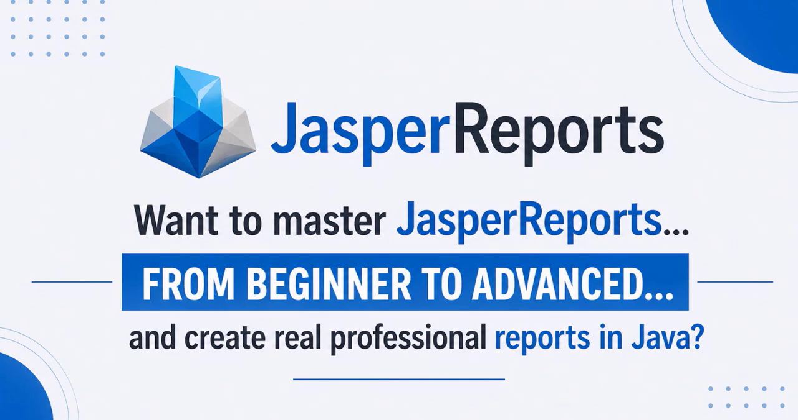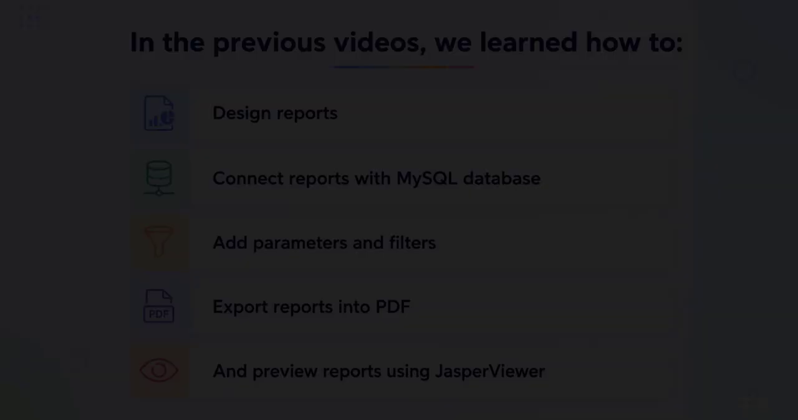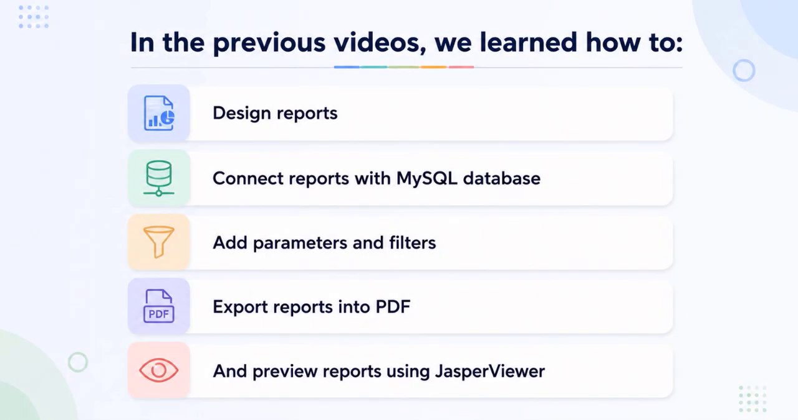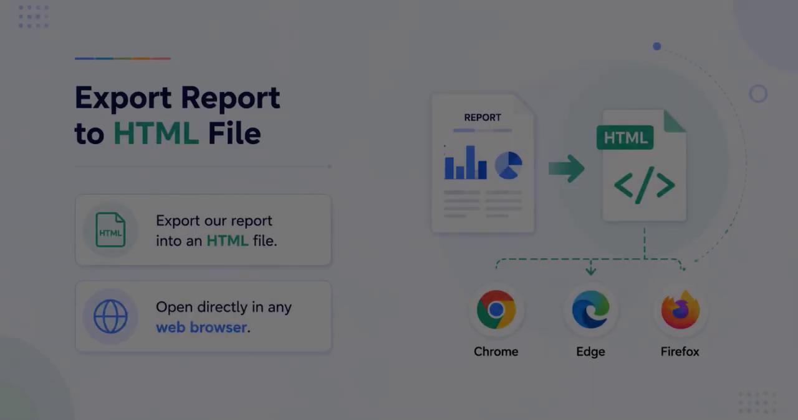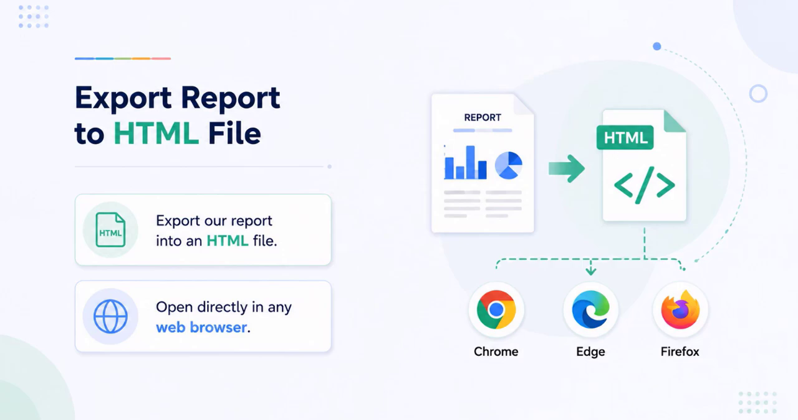In today's video, we are going to learn how to export a Jasper report into an HTML file using Java. In the previous videos, we learned how to design Jasper reports, connect reports with MySQL database, add parameters and filters, export reports into PDF file, and preview reports using Jasper Viewer. That is good. But now we will export our report into an HTML file. HTML export is very useful because the report can be opened directly inside any web browser like Chrome, Edge, or Firefox. So let's start step by step.